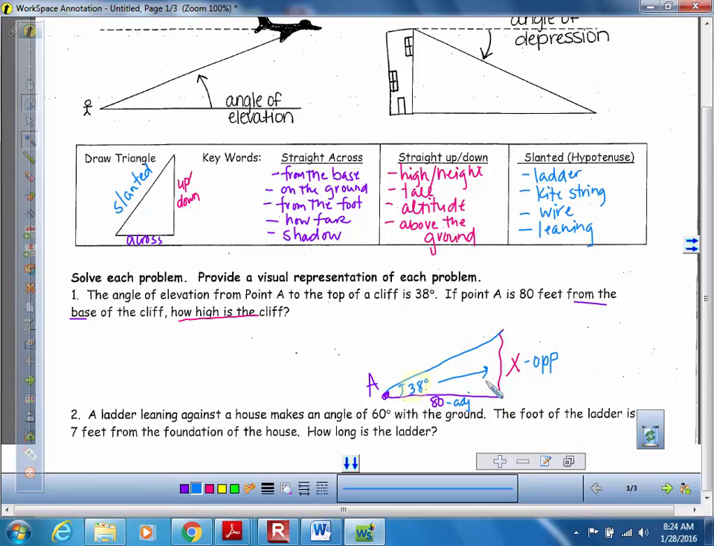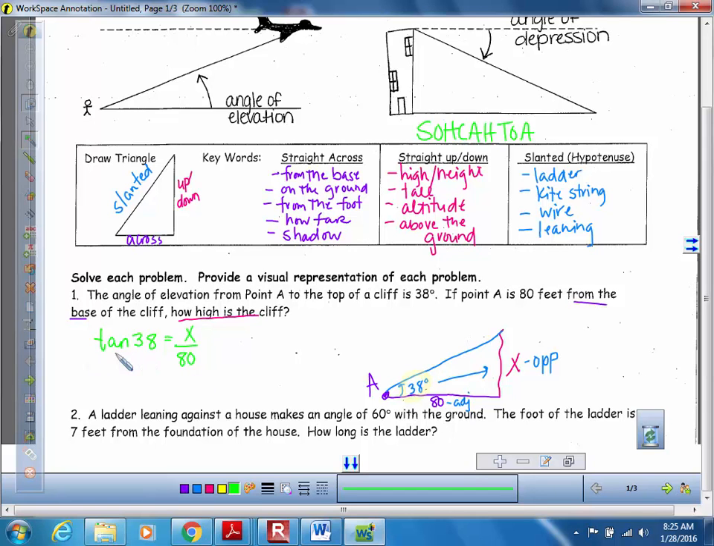So if I think back to my trig functions, let's go ahead and write SOHCAHTOA up here so we have it for a point of reference. The only one that uses opposite and adjacent is tangent. So we would do tangent of, remember, our trig function and the angle are best friends, so you always have to put them beside each other. Tangent of 38 equals opposite, which is x, over adjacent, which is 80.